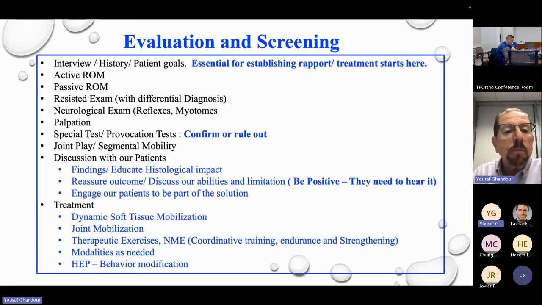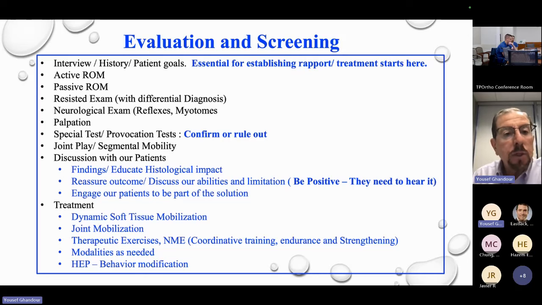Passively, we take them through the motion to differentiate between ligamentous structures as well as muscle involvement, and also willingness for them to move, how much they're fearful of movement, and so on and so forth. We do resistance examination, both for muscle testing to check the integrity of the muscle, but also neurological examination for myotome, especially for someone who might come to us with a radiculopathy. We want to make sure that there's no radicular pain impacting the muscle tissues below that.